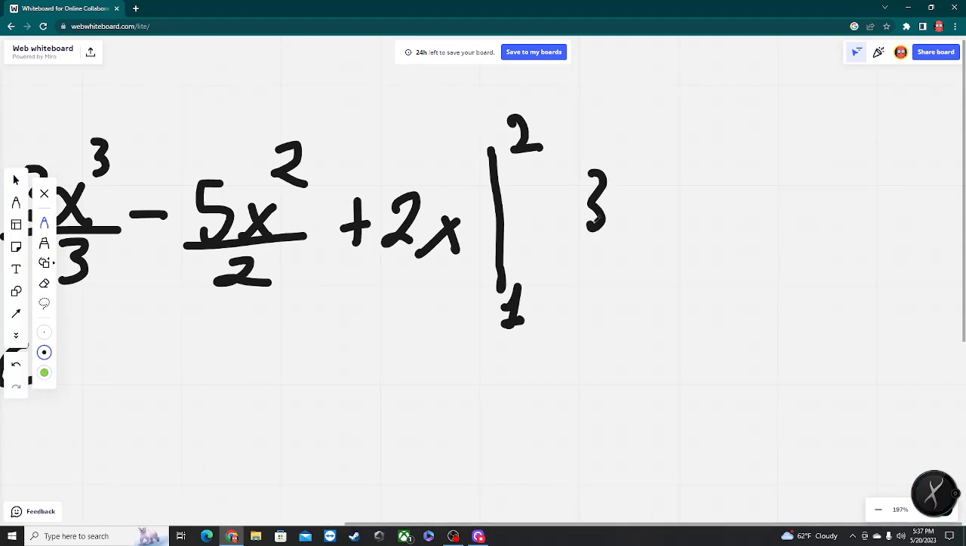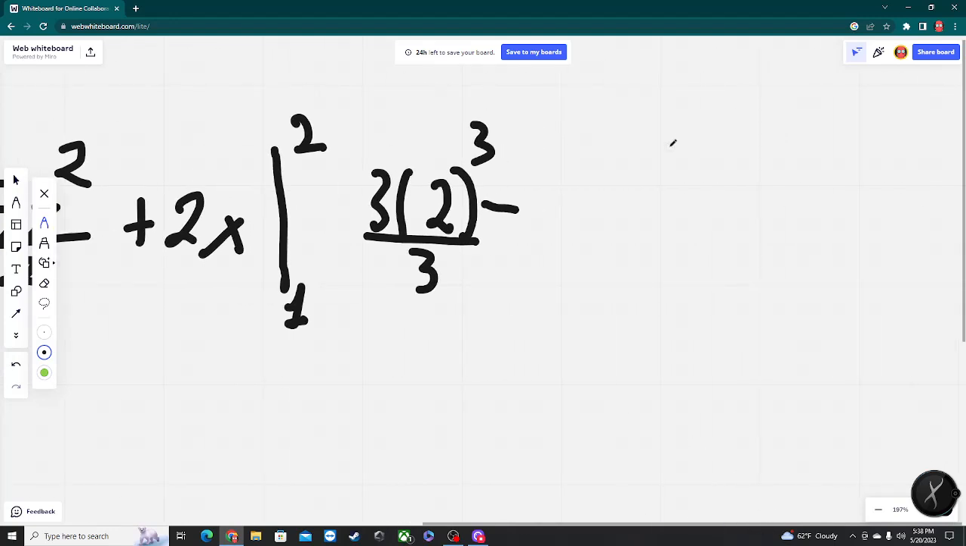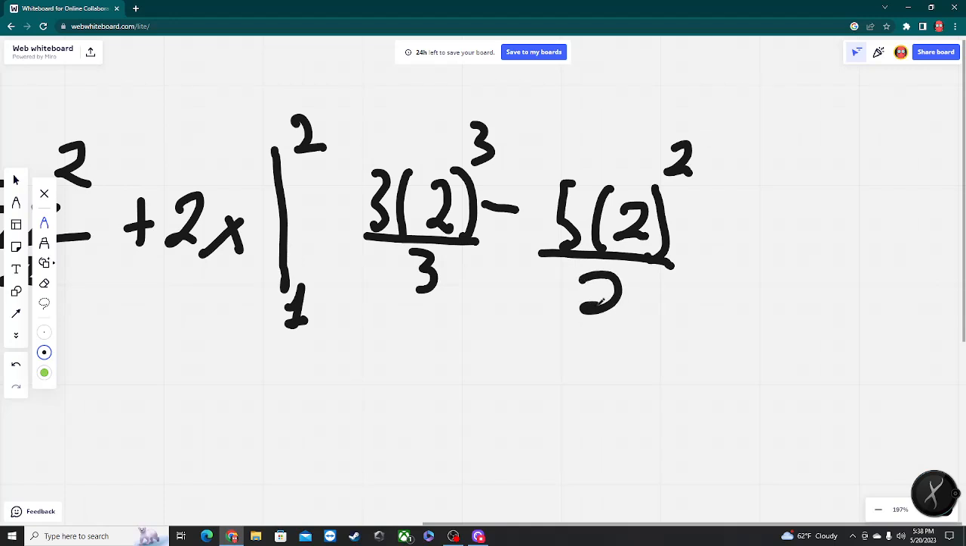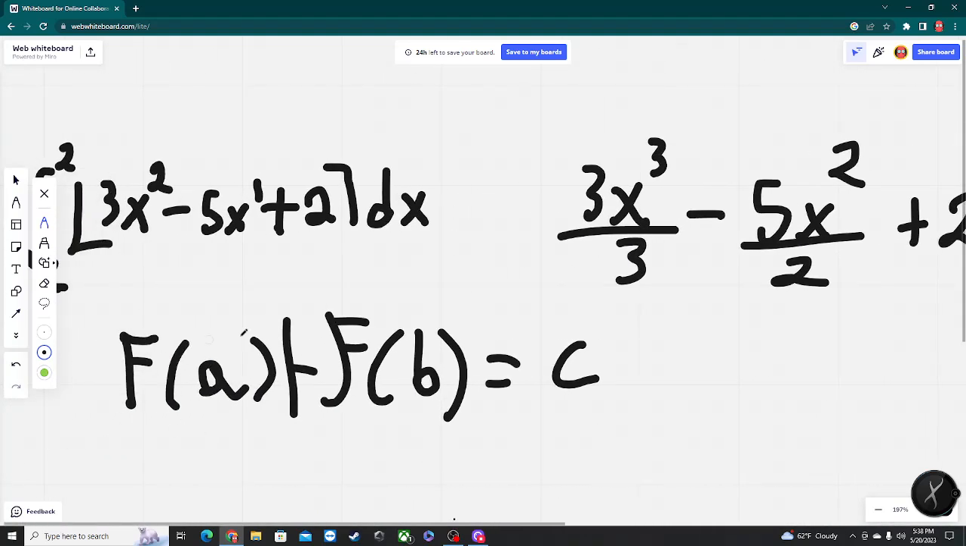So now we just have 3 to the third over 3. Now we are going to keep plugging in this limit for everything. So we had minus 5x to the second, so we're just going to plug in our 2 again. And then plus 2x, so plus 2. So that's our F of a. So this part of the function, done.